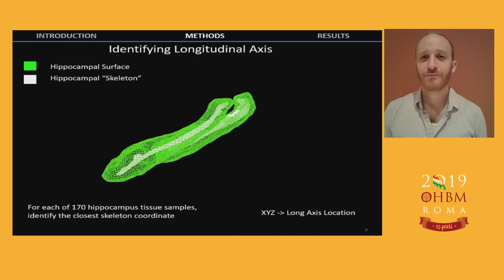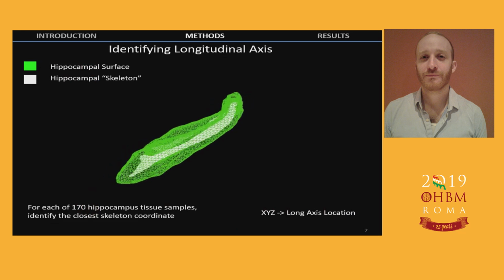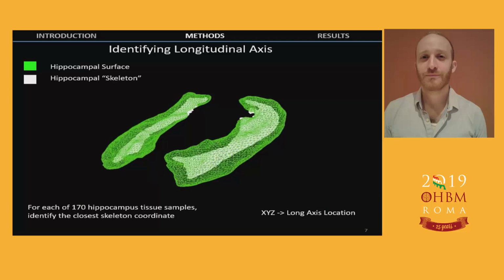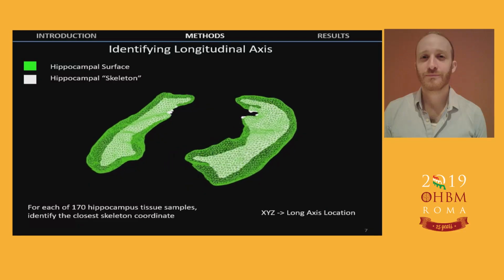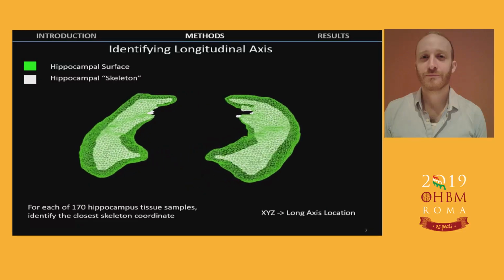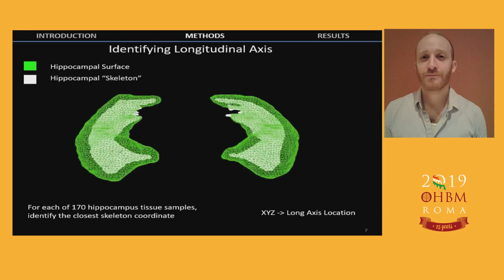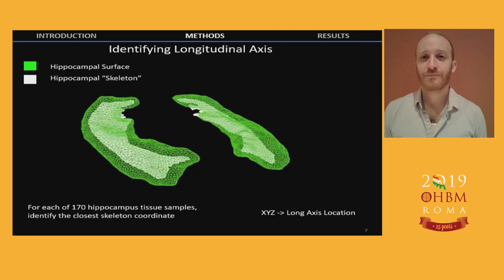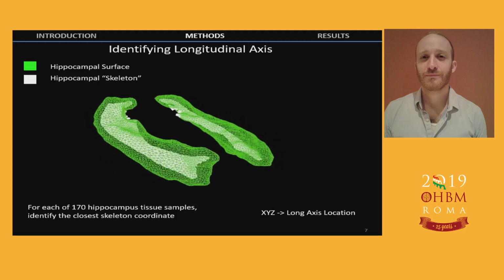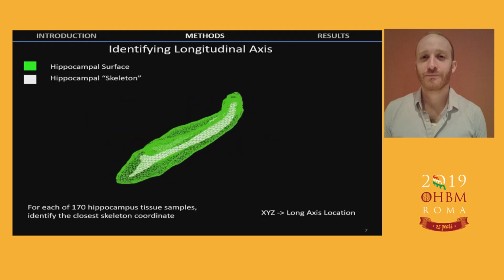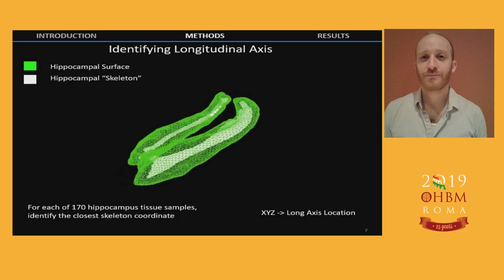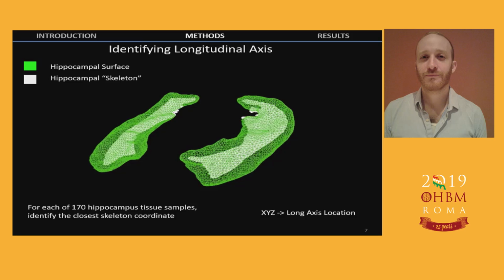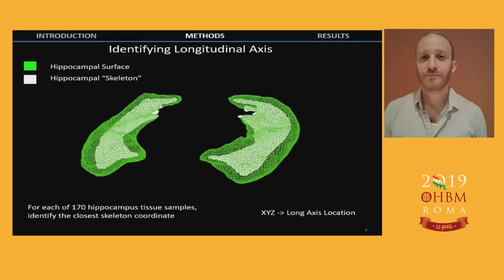Our first objective here was to actually identify this longitudinal axis in the human hippocampus. We found a plane that stayed within the center of mass of the hippocampal volume, which we're calling the hippocampal skeleton, essentially. We had 170 different tissue samples that were extracted from the hippocampus. For each of these samples, we found the closest skeleton coordinate. That way we could effectively transform this from a three-dimensional XYZ coordinate space to a single dimension, which is just location along this anterior-posterior extent.